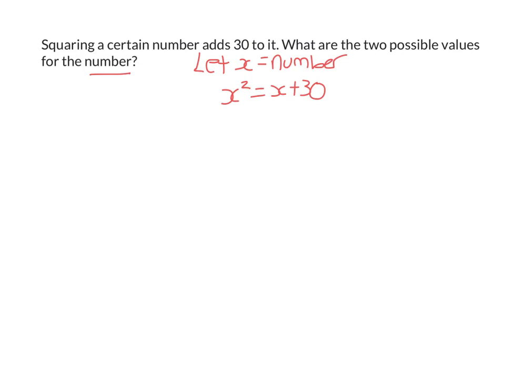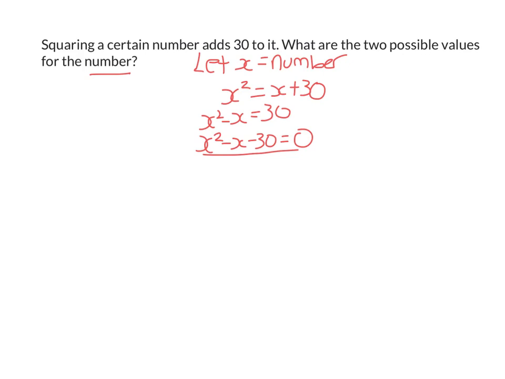Now, this quadratic equation here looks a bit different because one side is not equal to 0. We only know how to solve quadratics when one side is equal to 0. So first we need to get one side equal to 0. So what we're going to do is subtract x from both sides, and then we're going to subtract 30 from both sides so that one side is equal to 0. So now this equation looks like all the others.